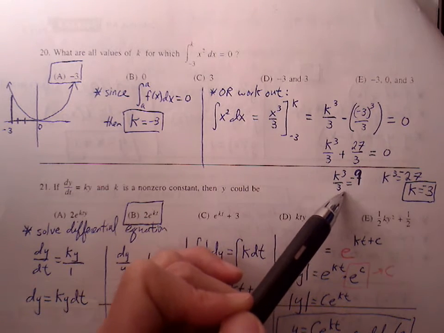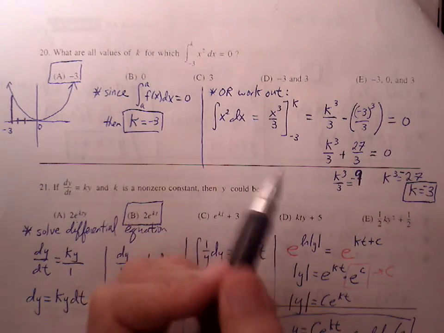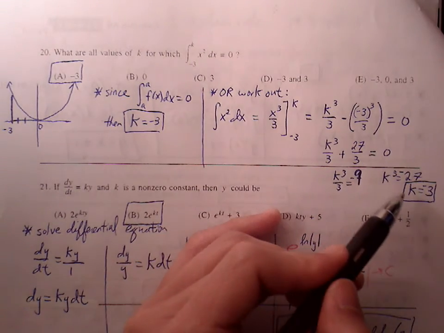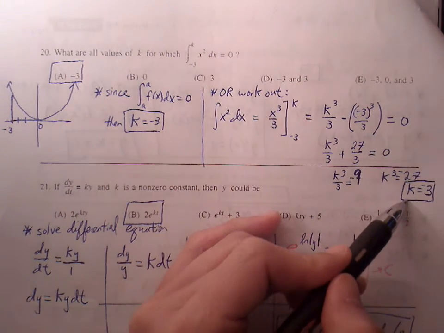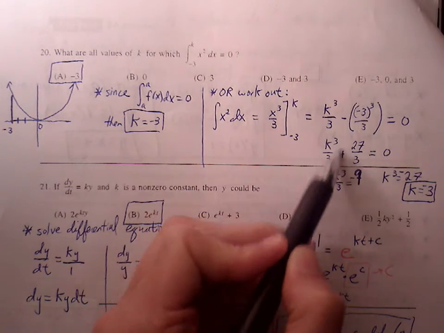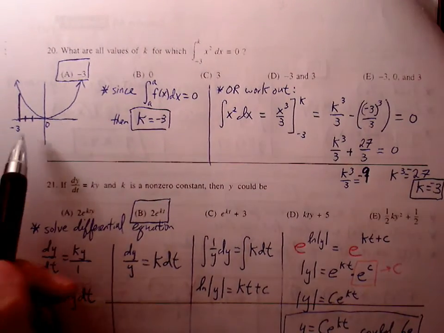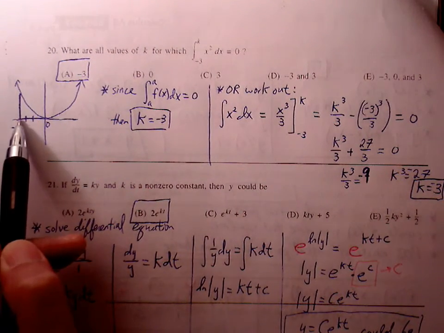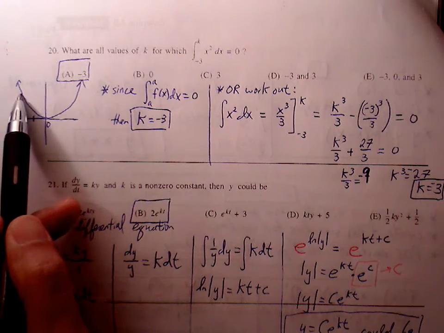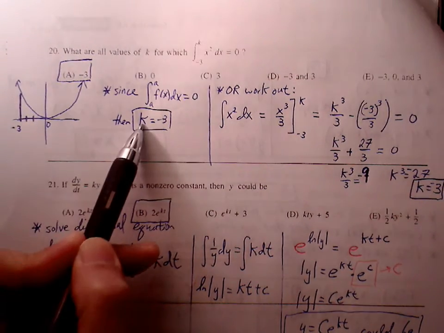We get k cubed over 3 is equal to, sorry, is equal to -9. Cross multiply, we get k cubed is equal to -27. And take the cube root of both sides, we get k equals -3. It's a longer way of doing it, but this is also a way for us to work it through by hand and just for extra practice. But if we can see that the area is going to be 0 as long as we have our starting and ending bounds being the same, then that's a lot faster.